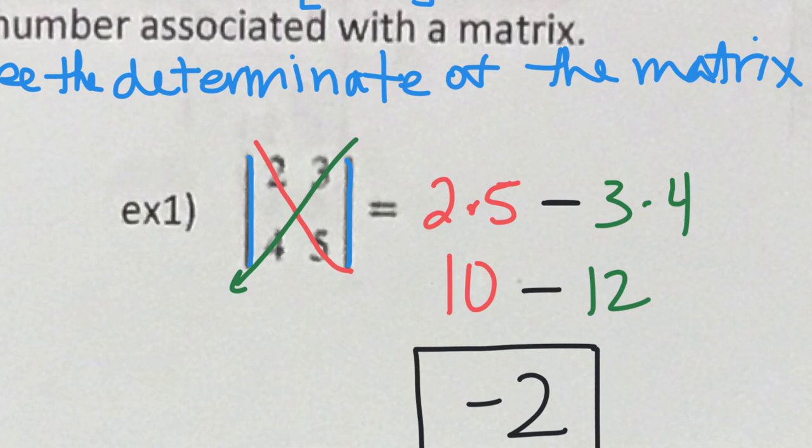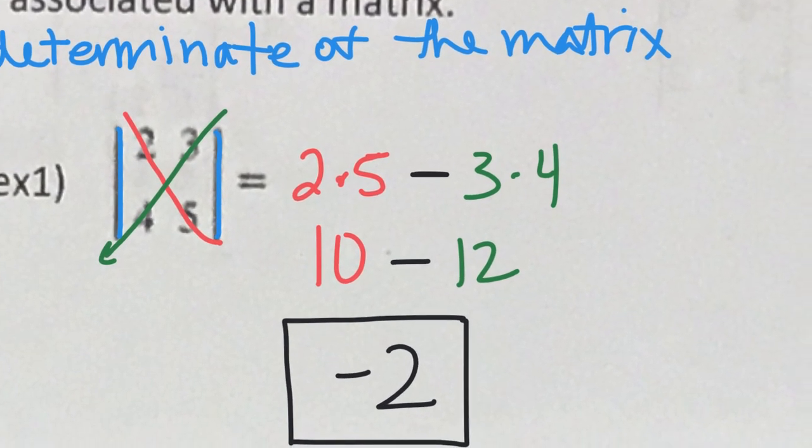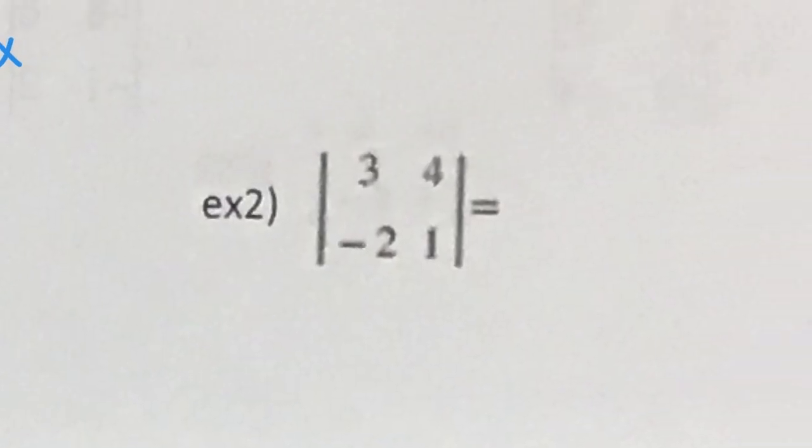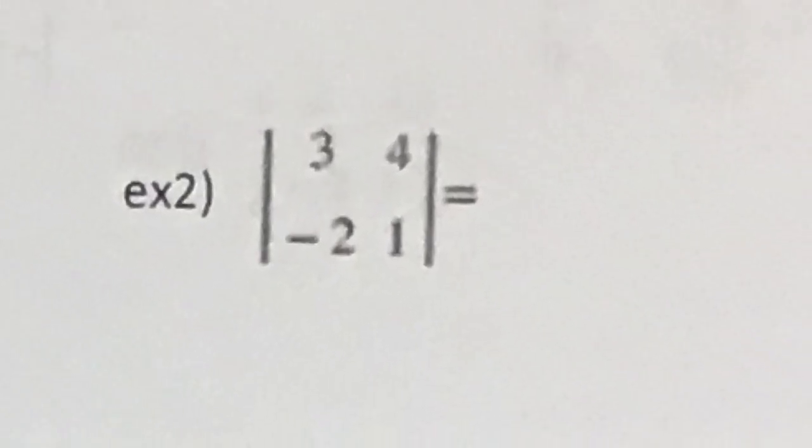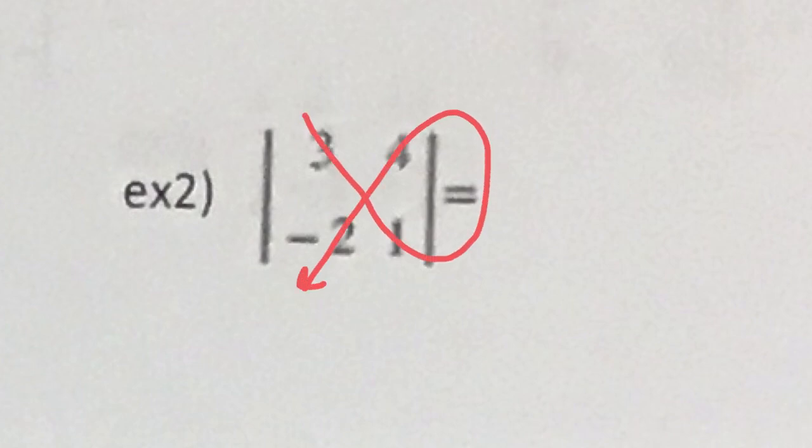Okay, pretty simple for a 2x2 matrix, which is basically all that we're going to use here for the next couple of days. It's trickier for a 3x3, and there's lots of videos out there that can show you that. But for us, we're just dealing with a 2x2. Okay, so example 2 says, take the determinant of this matrix. So we have one diagonal, 3 times 1, minus the other diagonal, 4 times -2.